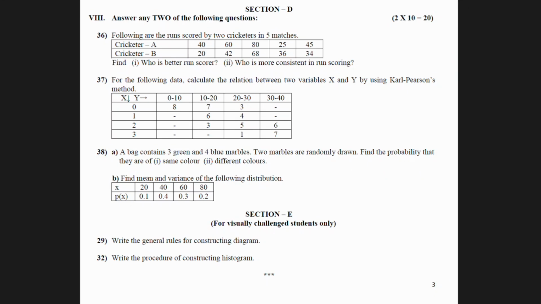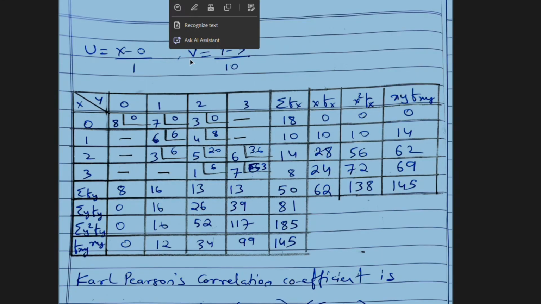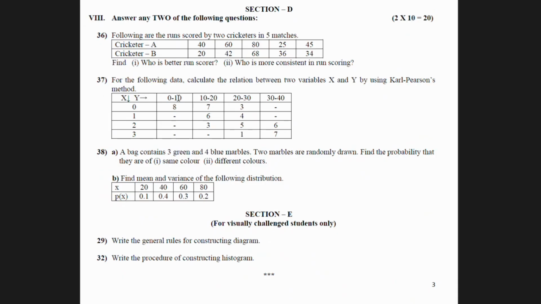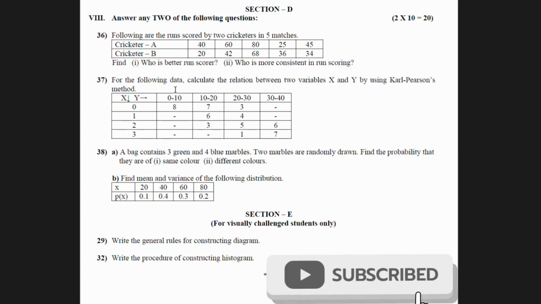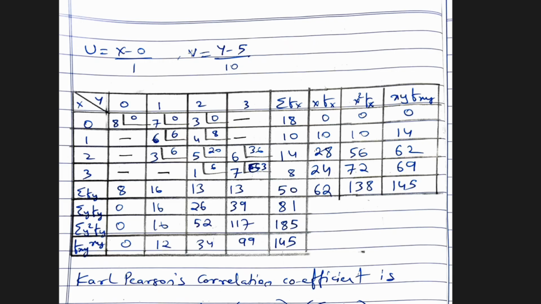So u is equal to x minus 0 divided by 1. Actually, this is not necessary to write, but I have just written for representation purpose. Next, v is equal to, now here in place of y, what is given here? 0 to 10, 10 to 20, 20 to 30, 30 to 40. What will be the midpoints of this class interval? 5. Here it will be 15, here it will be 25, and here it will be 35. So the formula that I have taken here is v is equal to y minus 5 divided by 10. So I have taken 5 as the origin value, sorry, assumed value. So all these midpoints should be subtracted from 5 and divided by 10.